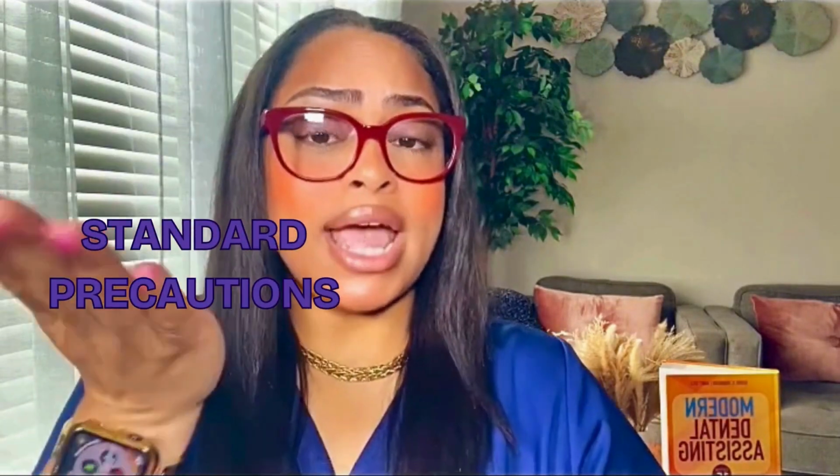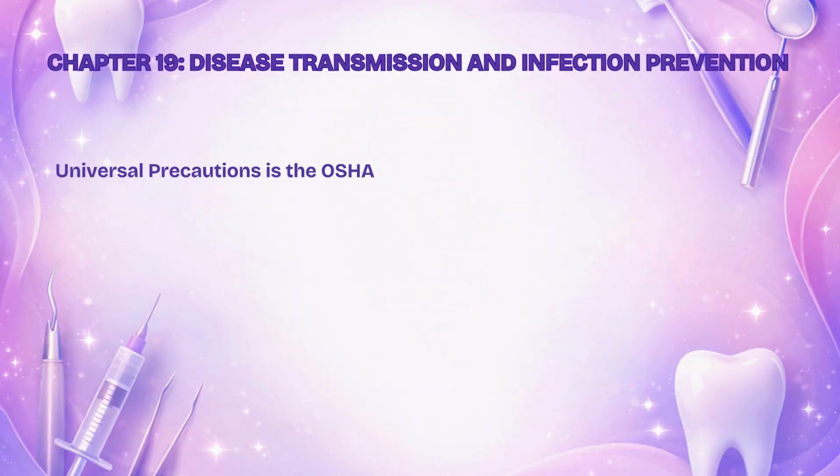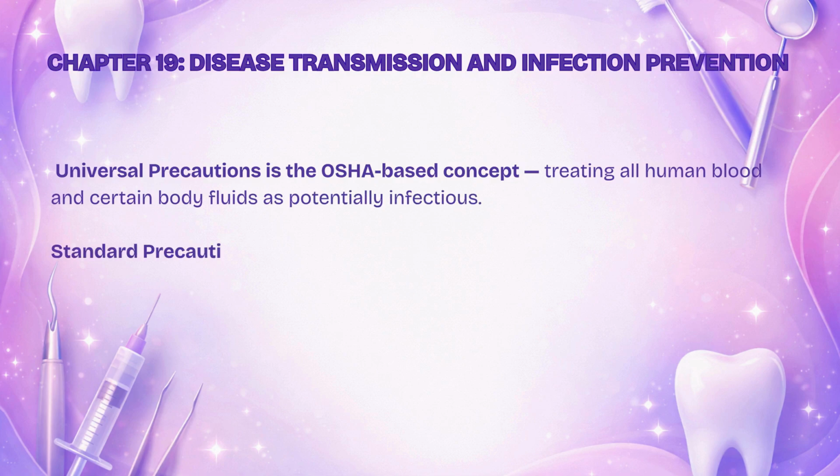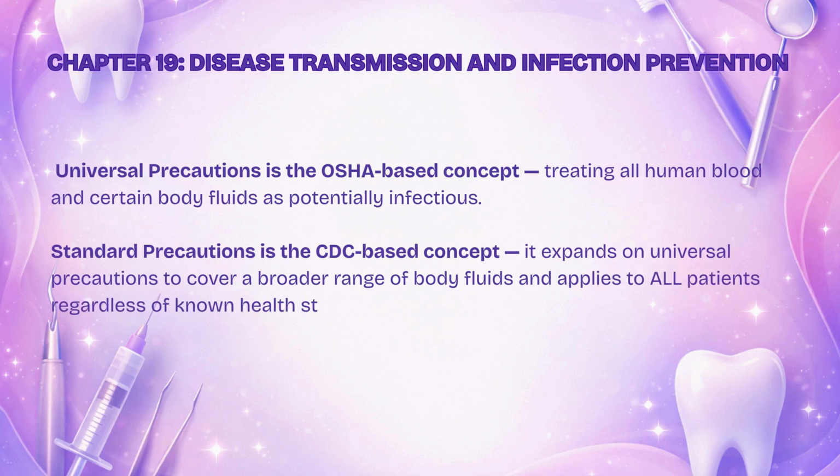Now here's a distinction that trips students up on the DANB. Standard precautions versus universal precautions. Universal precautions is the OSHA-based concept. This is treating all human blood and certain body fluids as potentially infectious. Then you have the standard precautions. That's the CDC-based concept. It expands on universal precautions to cover a broader range of body fluids and applies to all patients regardless of known health status. They coexist, so know both terms and what each one covers.